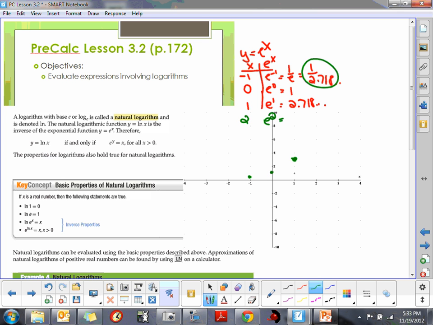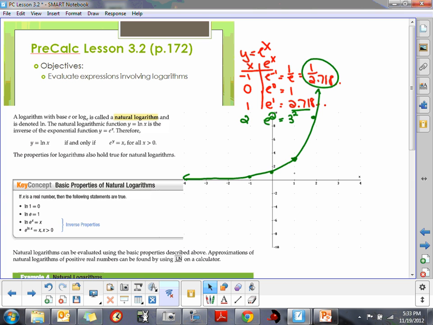e squared, because that would be awfully close to 3 squared, since 2.7182 is about a 3, so 3 squared would be 9. So e squared has to be up here close to a 9. And here's what our exponential growth model looks like with a base e.